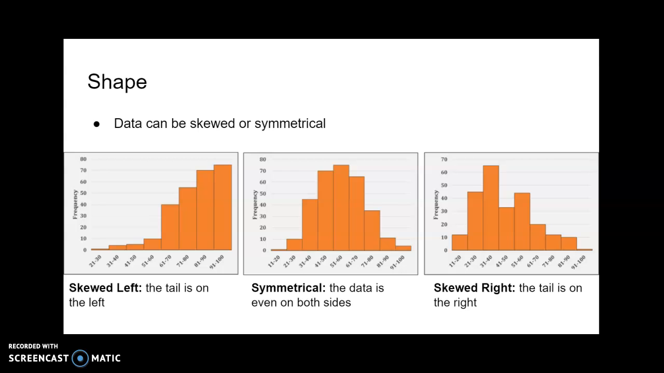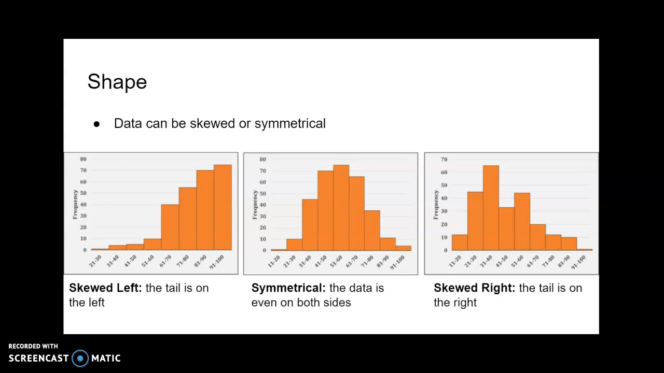So one of the first things that we can analyze from a histogram is the shape of the data. So the data can either be skewed or it can be symmetrical. When we talk about skewed data, that's data where most of the data is on one side of the graph, and then we have a little bit of a tail. So in this first histogram, most of the data is on the right side of the graph, and then we have a little bit of data on the left side. It's like the data forms a tail on the left. When we have that tail on the left, we call that a skewed left shape. The shape would be skewed left.